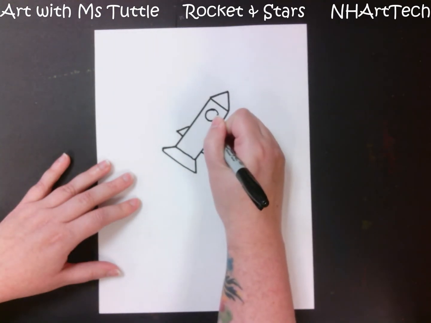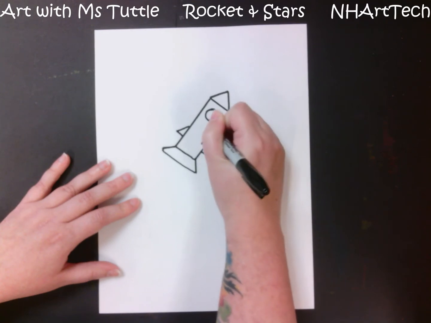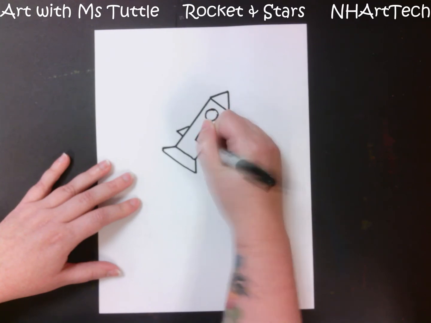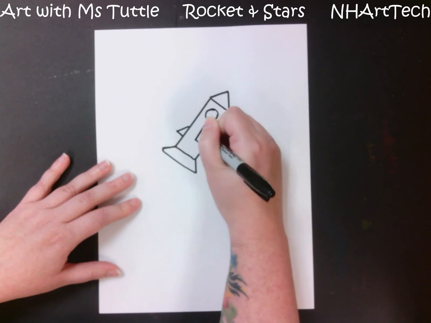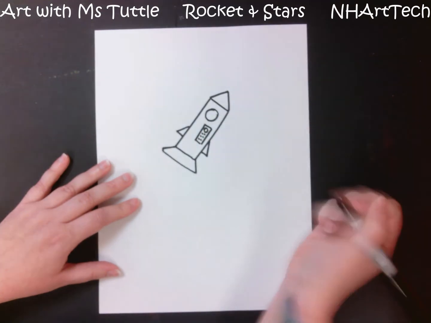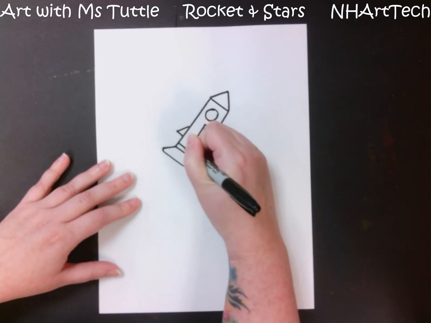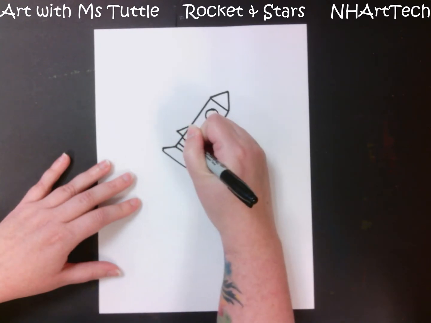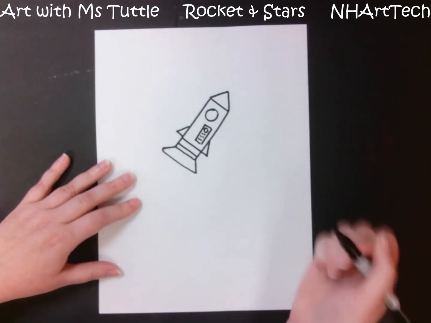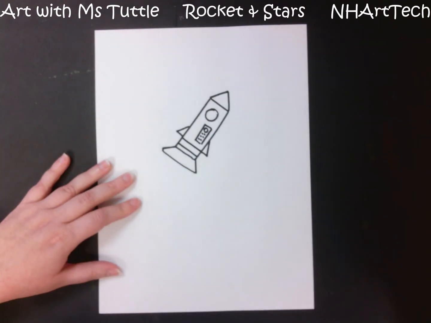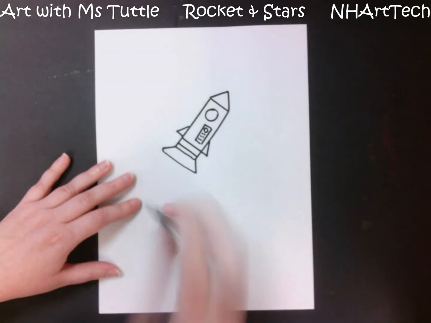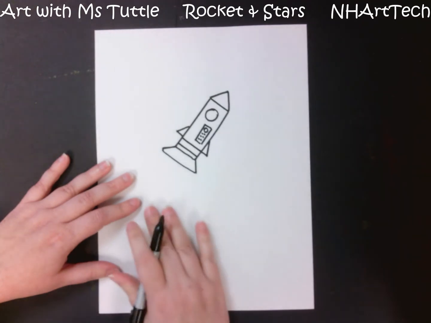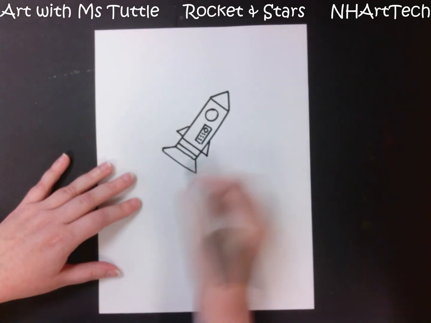I think that I am going to add kind of a rectangle over here. Add some buttons. Maybe there are some stripes at the back so that when I go to color, I would use some different colors. And I'm going to also draw some flames. We're going to keep it simple so it's not too hard.